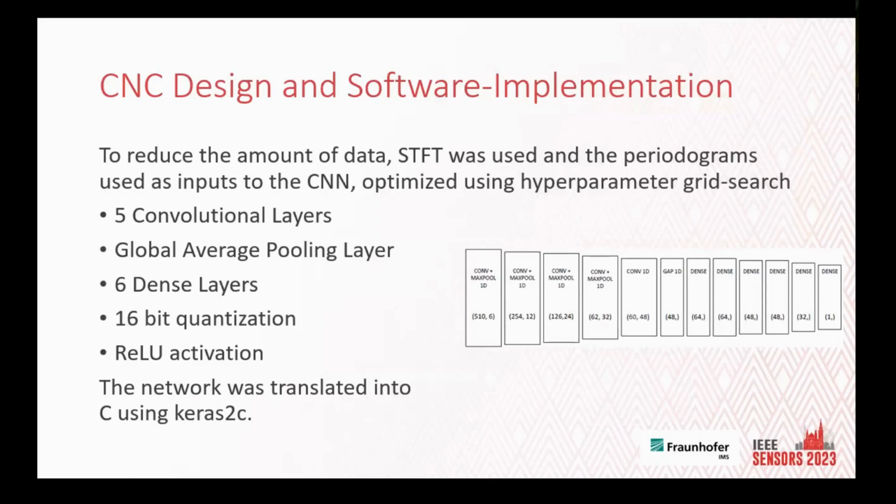The neural network that we used for determining this level of wear is basically a convolutional neural network, a CNN, that we've implemented using our standard Python tool chain that we use for all kinds of machine learning approaches, and then optimized it using a hyperparameter grid search. And we came up with this structure. Basically, we have 5 convolutional layers. We use one global average pooling layer and then 6 dense layers for the final result. And we use 16-bit quantization, which is important to make it more hardware efficient.